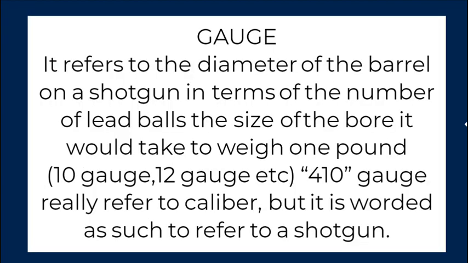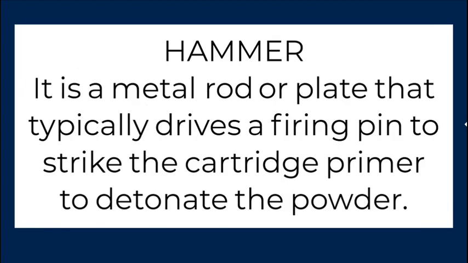15. Gauge. It refers to the diameter of the barrel on a shotgun in terms of the number of lead balls, the size of the bore, it would take to weigh 1 pound: 10 gauge, 12 gauge, etc. .410 gauge rarely refers to caliber, but it is worded as such to refer to a shotgun.